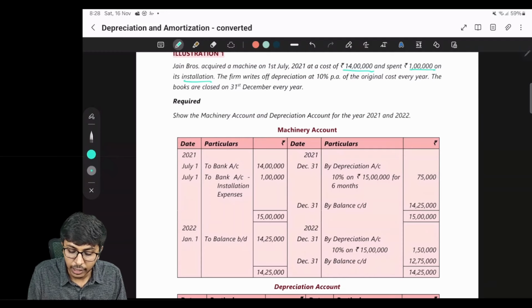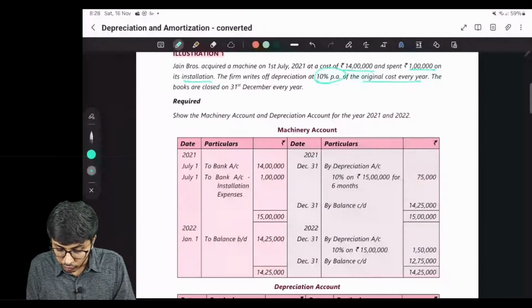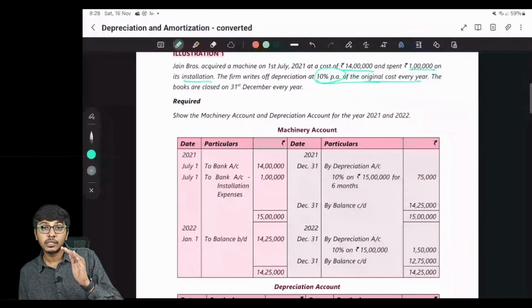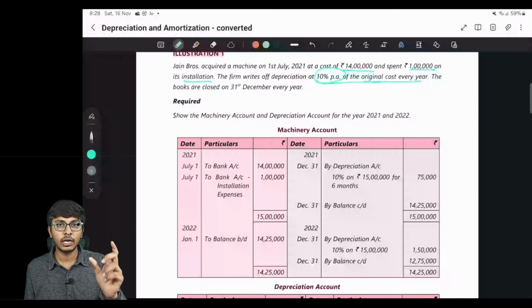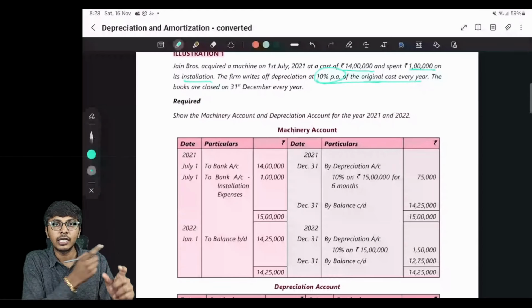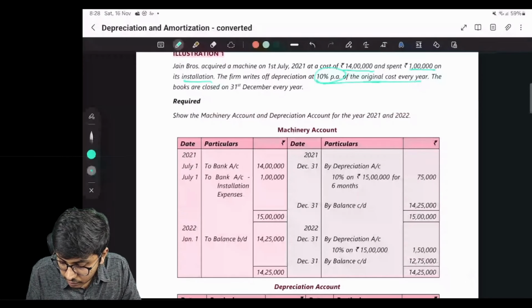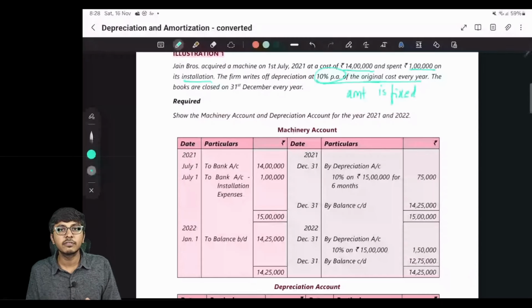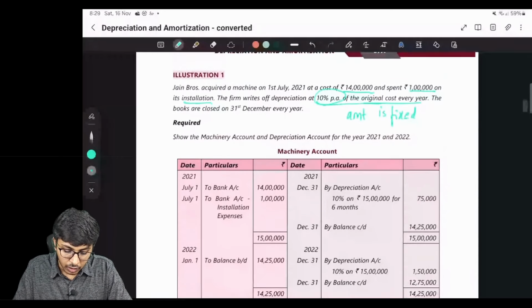Then the firm writes off depreciation at 10% on original cost every year. When they say 10% on original cost, they are telling it's a fixed amount. They are not telling 10% on the balance, on written down value. They're telling on original cost. The original cost is 10 lakhs. If I multiply by 10%, I'll get 1 lakh. Next year, again I should do the same thing, 10% into original cost, 1 lakh. So the amount is fixed. When you know the amount is fixed, which method is it? It is straight line method. Correct?